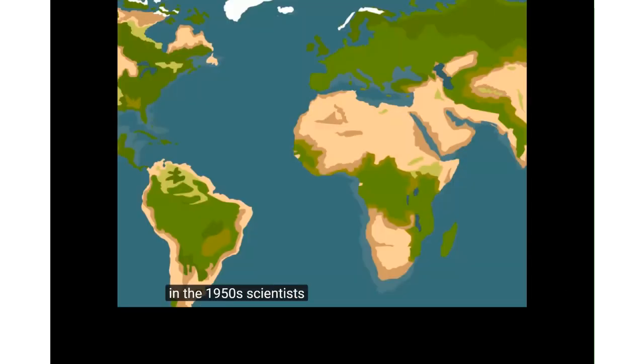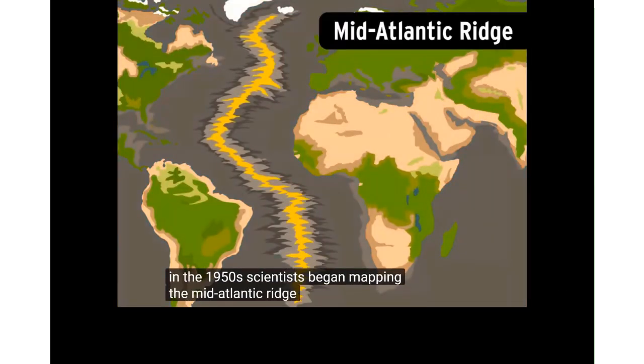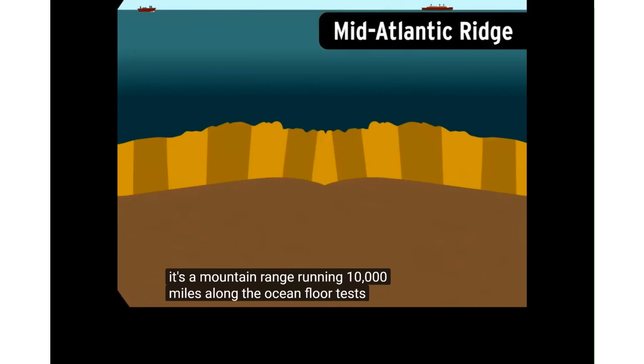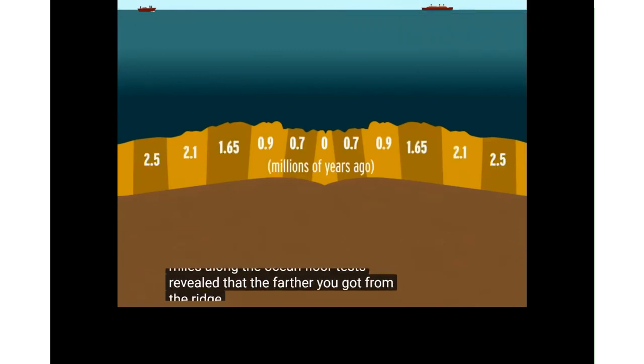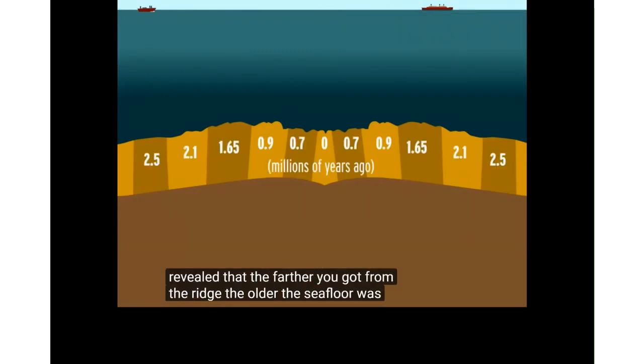Long after he died, in the 1950s, scientists began mapping the Mid-Atlantic Ridge. It's a mountain range running 10,000 miles along the ocean floor. Tests revealed that the farther you got from the ridge, the older the seafloor was.